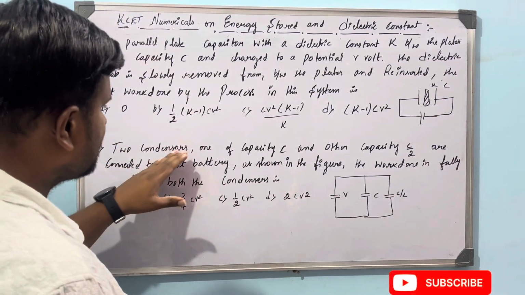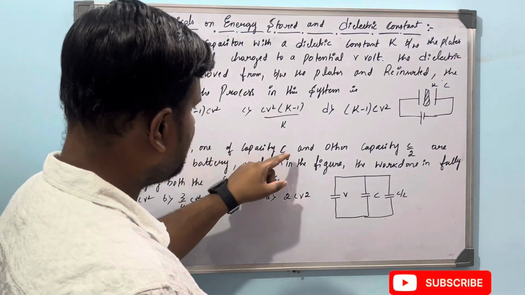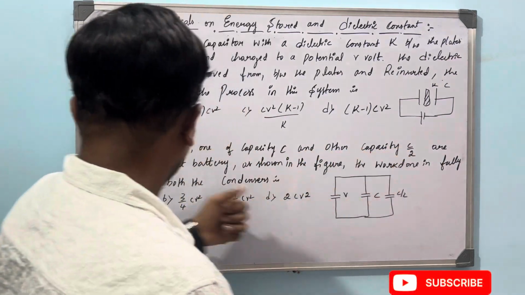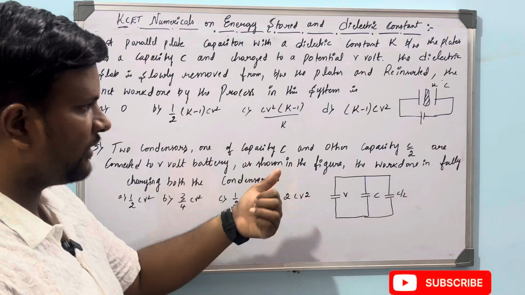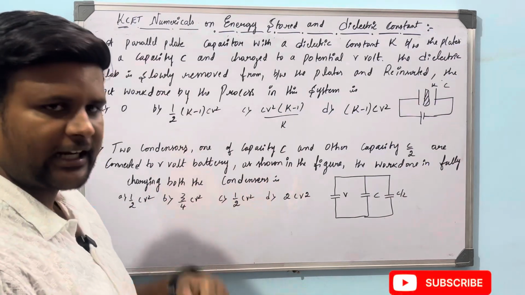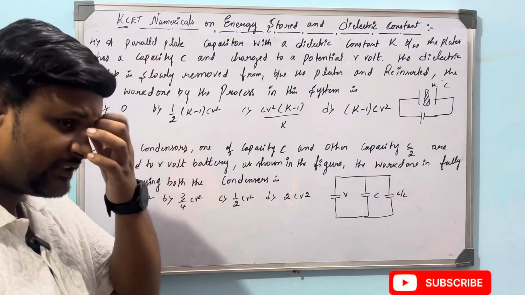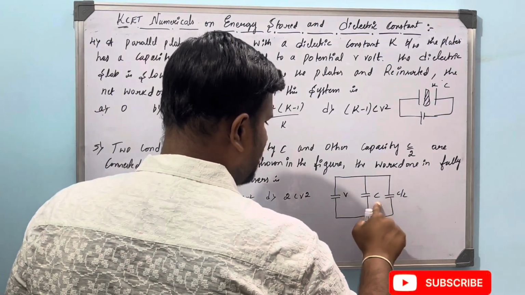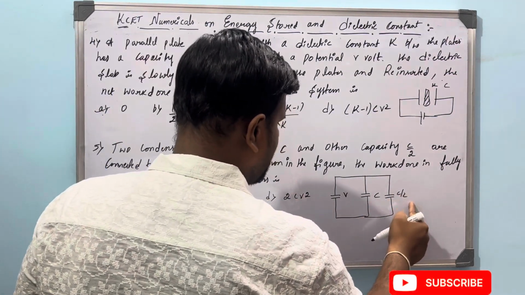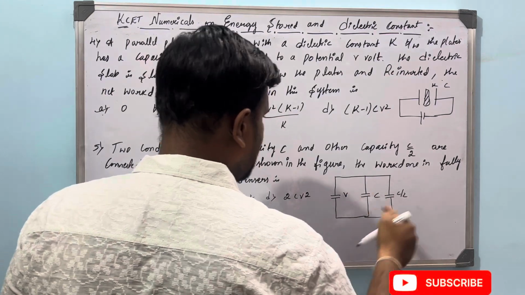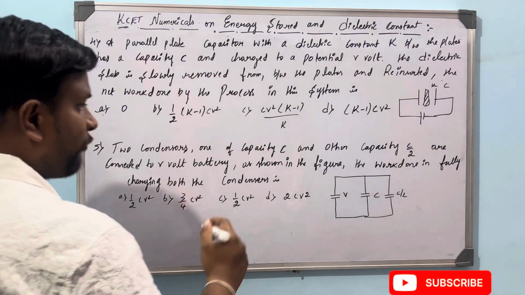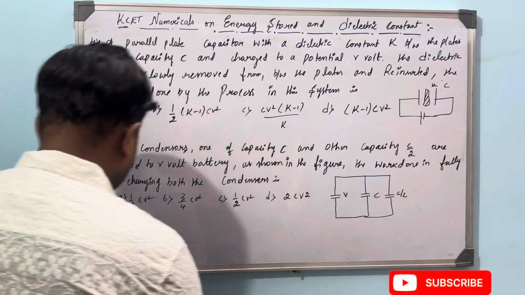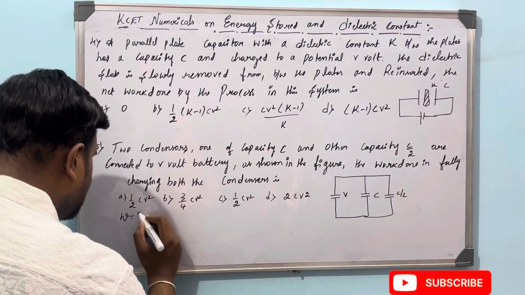Two condensers, one of capacity C and another of capacity C by 2, are connected to a V volt battery as shown in the figure. The work done in fully charging both the condensers is. See, condensers and capacitors are both the same. Here they have given two capacitors, one having the value C, another one is C by 2, and they are connected to the potential difference. Here we need to calculate the work done in charging both the capacitors. W is equal to question mark.